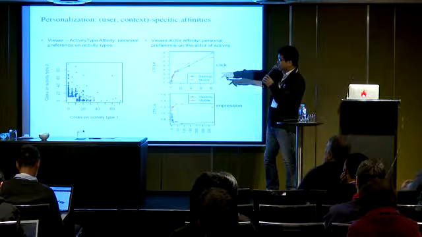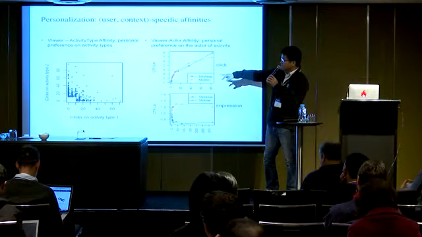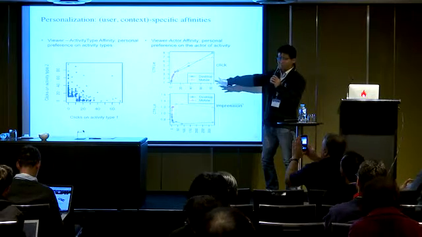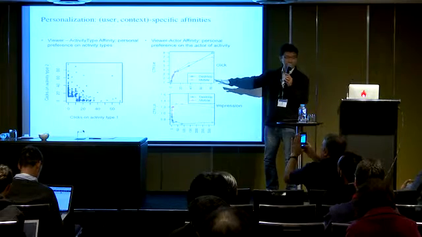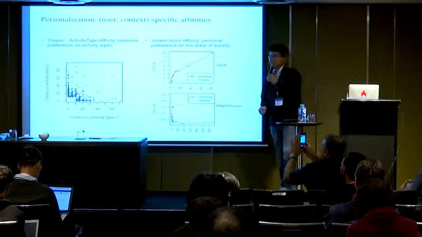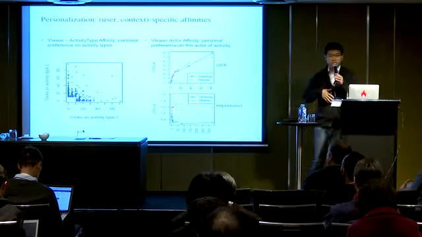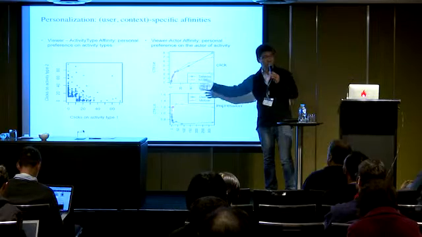You can see this is the number of clicks for each user on different types. For some users, the activity type 1 gets a lot of clicks, but activity type 2 gets few. That indicates we can split the users into two groups, where one group prefers one type and another group prefers another type.